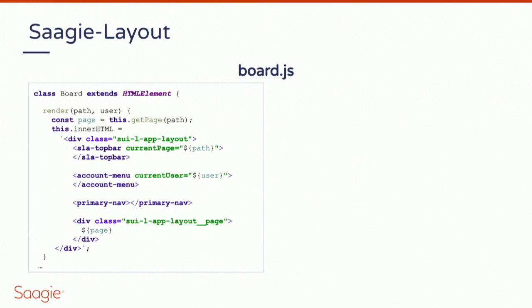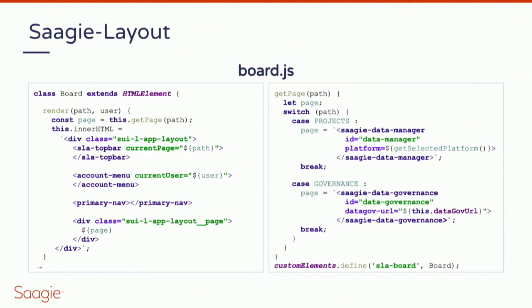And to know which application it has to display, it's going to call the getPage method. The getPage method is going to look at the path the user requested, and depending on the path, it is going to send back either the data manager component or the data governance component. And well, that's pretty much all of it for Saagie-Layout. For the rest, it's a very simple JavaScript application with some gulp and Babel, and that's it.